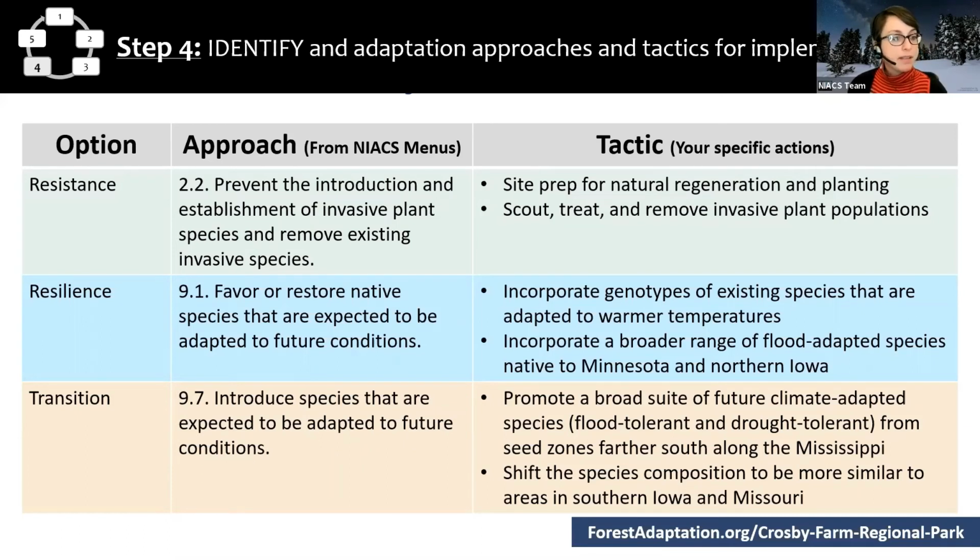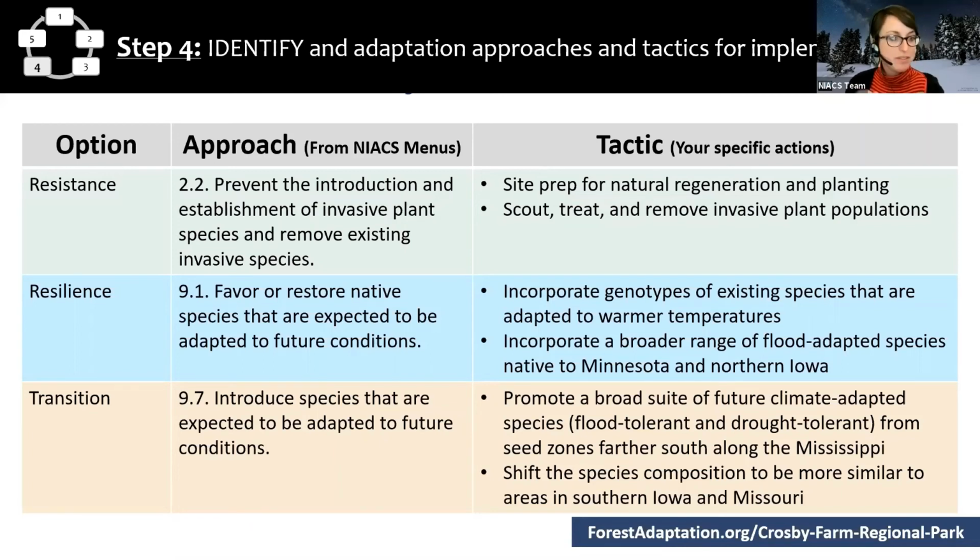And a little out of the box for transition, it's good to always test yourself, challenge yourself, think a little bit about the wild and wacky ideas. They came up with introducing species that are expected to be adapted to future conditions. They wanted to very specifically choose species from seed zones much further south along the Mississippi and shift the species composition in some areas to be more similar to areas in southern Iowa and Missouri. Again, this is a scientific study, so take it for that.